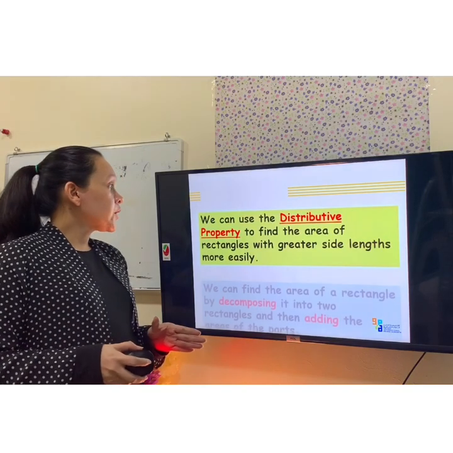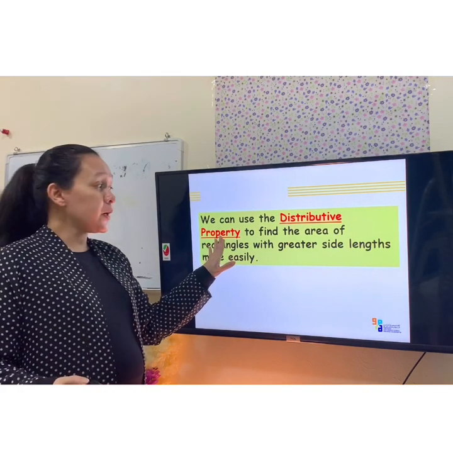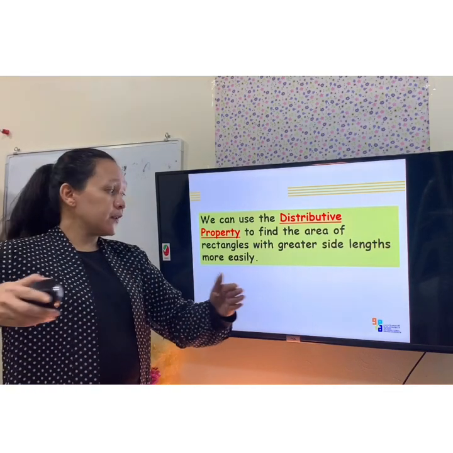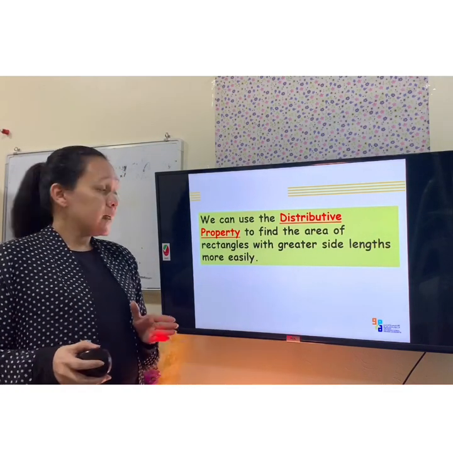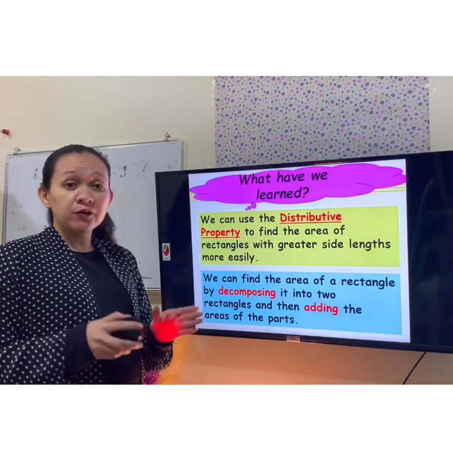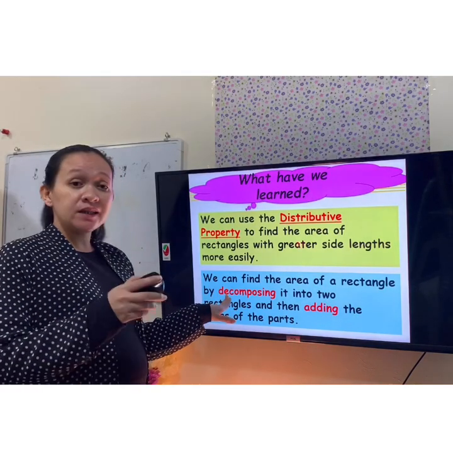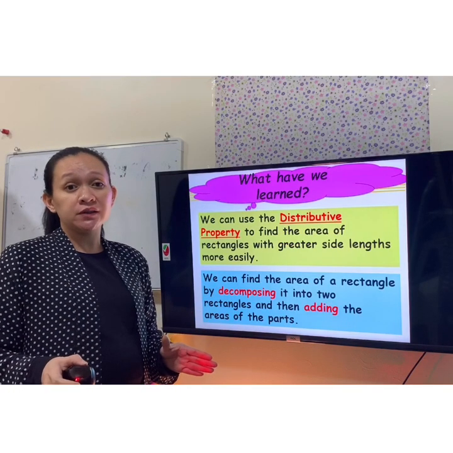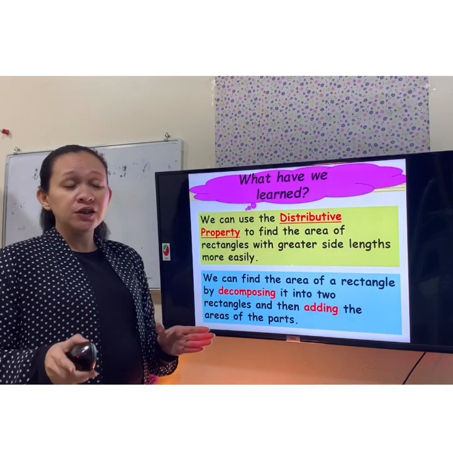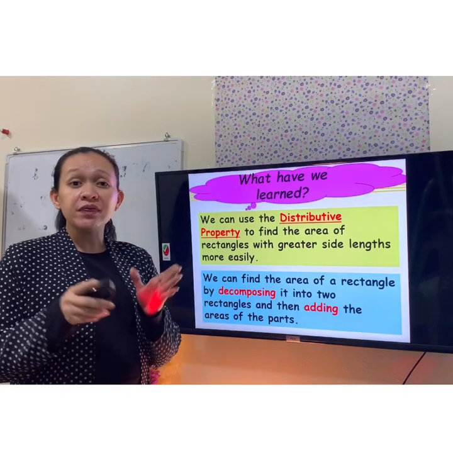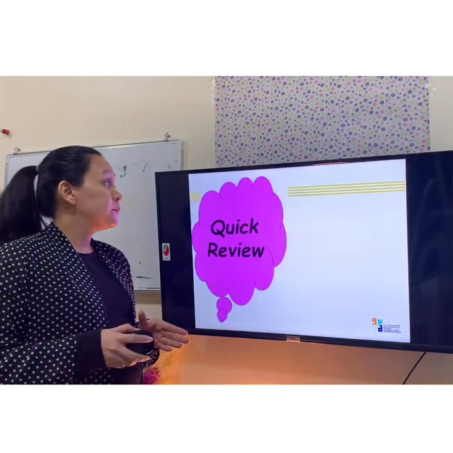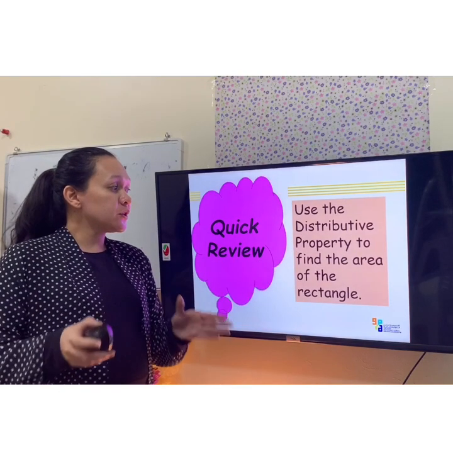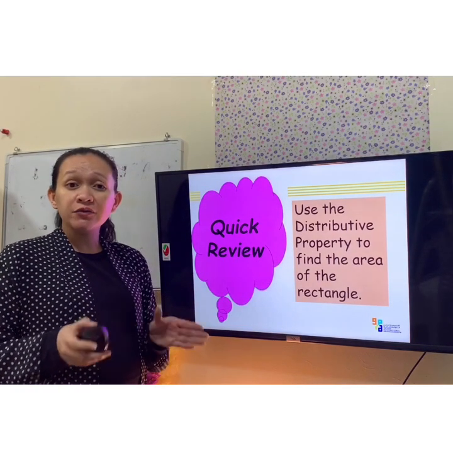Now, remember, we can use the distributive property to find the area of rectangles with greater side lengths more easily. And then, we can find the area of a rectangle by decomposing it into 2 rectangles and then adding the areas of the parts. So don't forget that we can use distributive property to get the area of the rectangle. Now, let's move to our quick review. We are going to use distributive property to find the area of the rectangle.